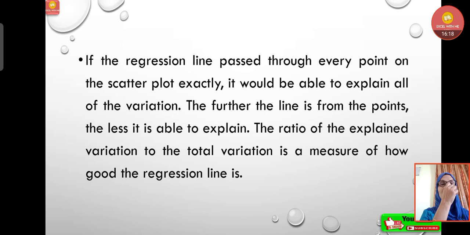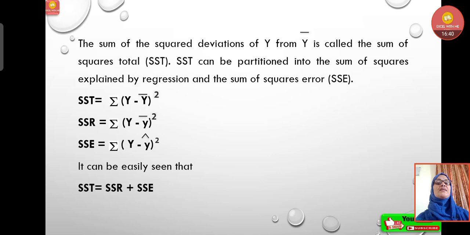Now, every sample has some variation in it unless all the values are identical, and that's unlikely to happen. The total variation is composed of two parts, the part that can be explained by a regression equation and the part that cannot be explained by the regression equation. If the regression line passed through every point on the scatter plot exactly, it would be able to explain all the variation. The further the line is from the points, the less it is able to explain. The ratio of the explained variation to the total variation is a measure of how good the regression line is.